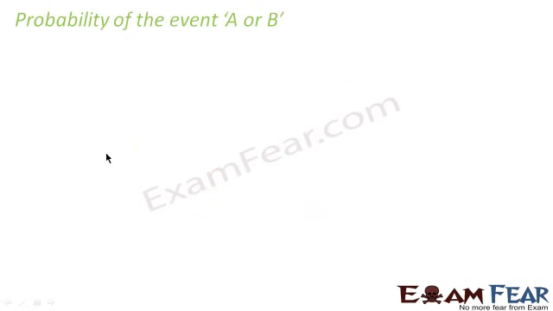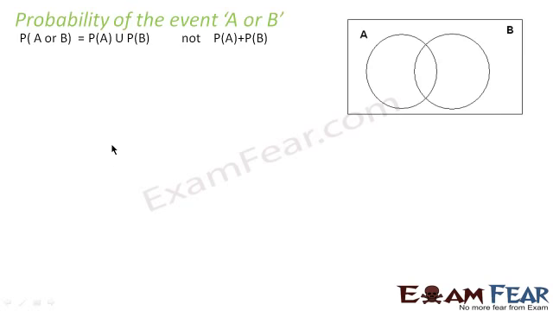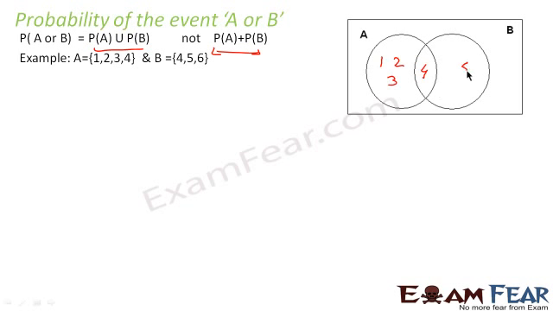Here we will find the probability of A or B. Please note that the probability of A or B is A union B. It is not A plus B. Why am I telling you this? For example, A has 1, 2, 3, 4 and B has 4, 5, 6. So let me denote this in the graph. If I add PA plus PB, I'll be adding the probability of 4 twice. That's why I'm advised to say P of A union B, with A intersection B subtracted.